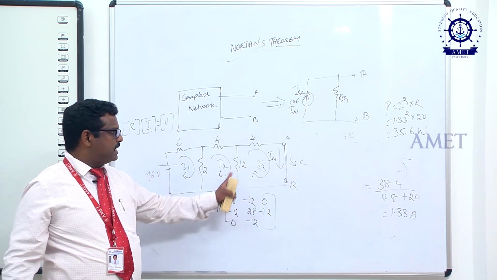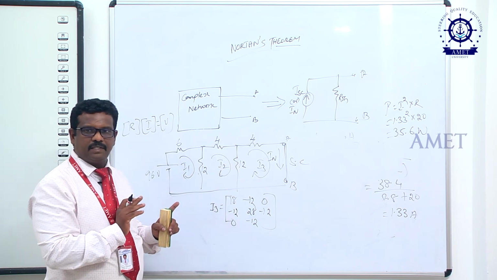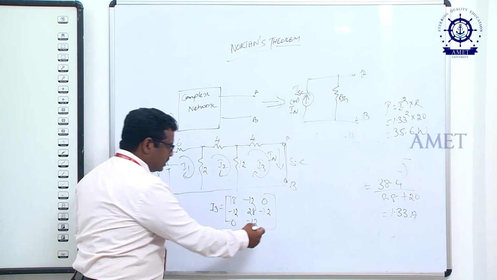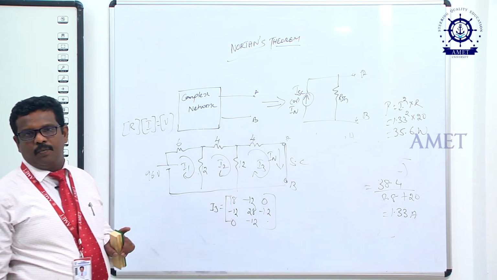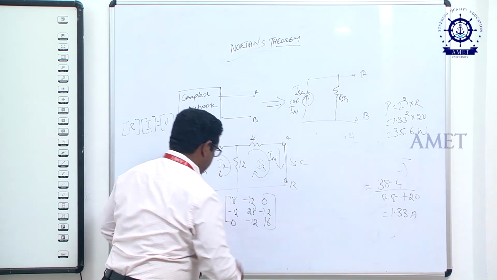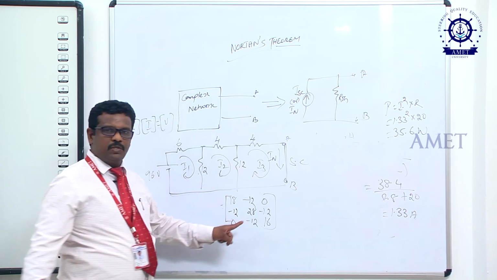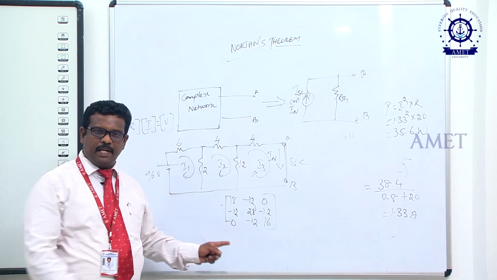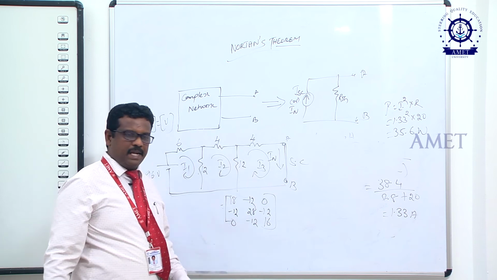The common of third and second, common of second and third, and the common of third and second loop is the same one. So third row, third column, sum of all the resistance in the third loop, that is 12 plus 4, 16. This one is called the delta. The determinant of this is called the delta. What is called the delta 3?